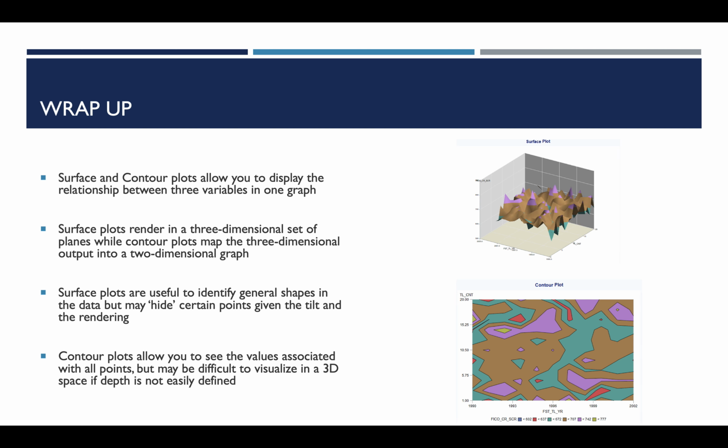And contour plots allow you to see the values associated with all the points, but it might be difficult to visualize how they might look in 3D if the depth is not as easily defined. Which means that if these colors down here were not as different, maybe there were different shades of blue or whatever, it might be a little bit more difficult to figure out where those actual peaks are. Or if you forgot to put the legend in there and you couldn't see what colors corresponded to what depth, it's very arbitrary to then tell which ones are peaks and which ones are valleys.